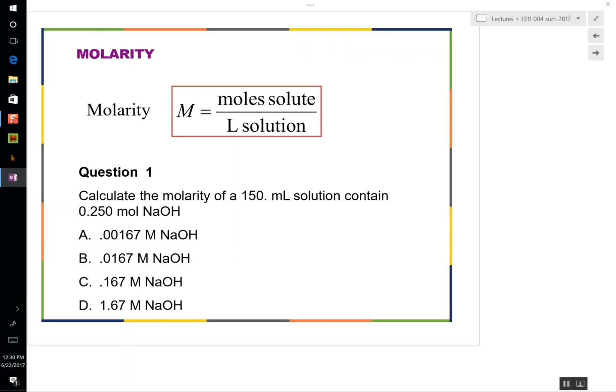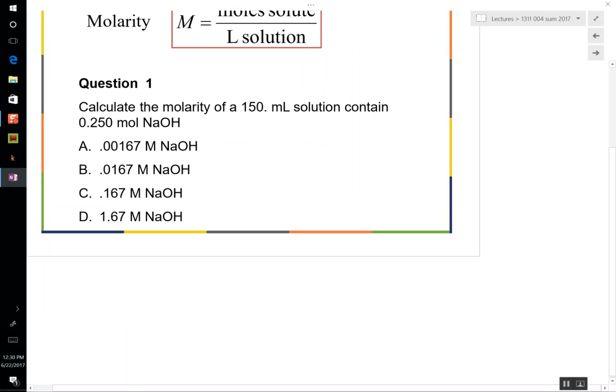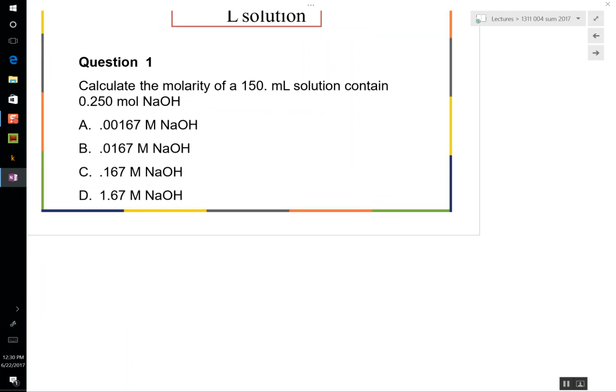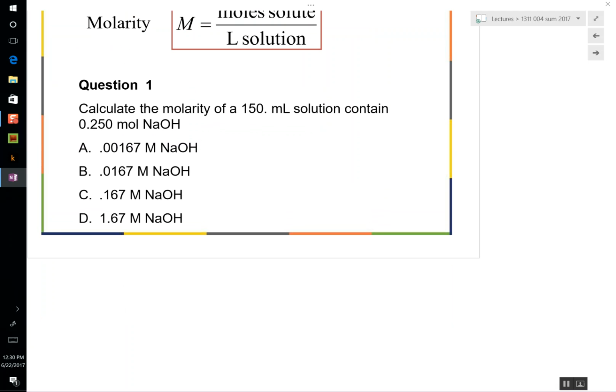All right, how far did you go with these? Did you do all these calculations? Okay, let's just, we'll buzz through a couple of them. Calculate the molarity of a 150 milliliter solution containing 0.250 moles of sodium hydroxide.